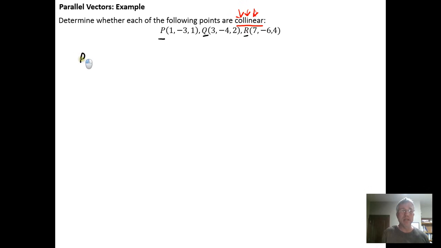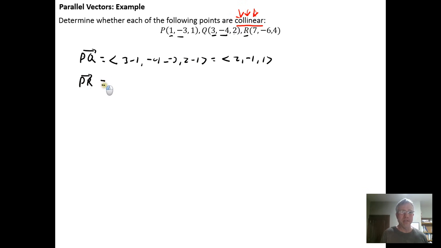So for example, I could calculate the vector PQ, which is going to be 3 minus 1 in the x component, negative 4 minus negative 3 in the y component, and 2 minus 1 in the z component, which is going to be the vector 2, negative 1, 1 when we simplify. And then I can calculate the vector P to R, which means I will have used all 3 points P, Q, and R in my vector calculations.